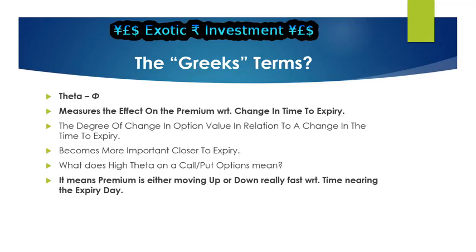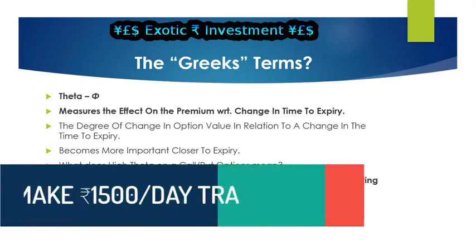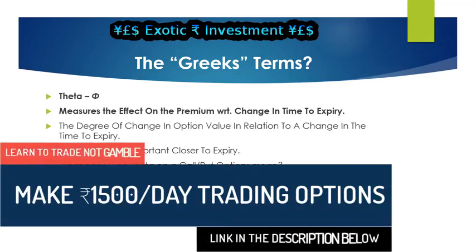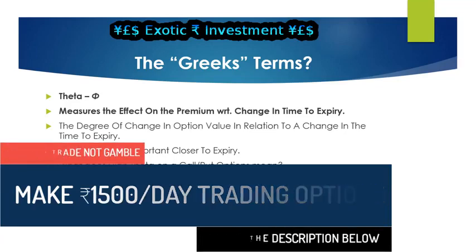For example, it may go higher or it may go lower, because it may go deep in the money or out of the money. So that's what it means. So how much the value of the option changes with respect to the time to expiry is what theta is. It becomes more important closer to expiry, because it is the value which is determined very near to the time to expiry. So what does high theta on a call or a put option mean?